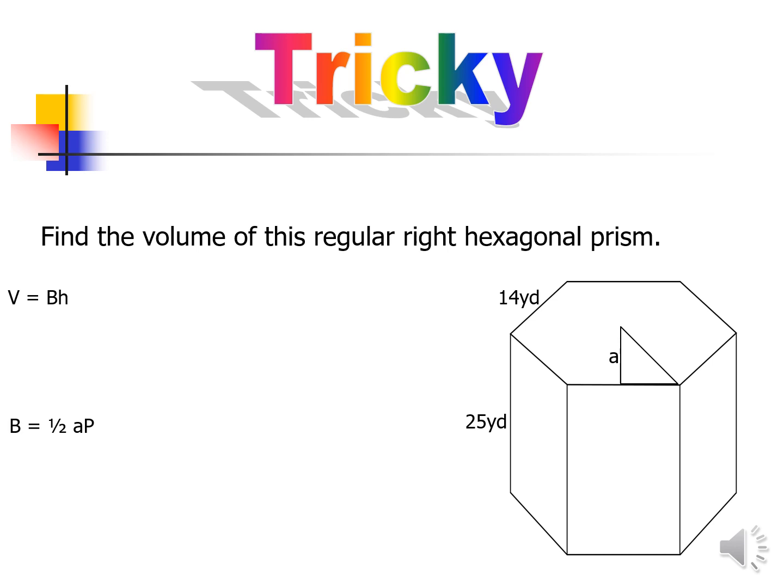So we have to find that piece to help us find the area of that base. Let's go ahead and draw it on the side. That's what we're looking for, is the apothem. Let's fill in some information that we know. Since one of the sides is 14 yards, we can figure out that this piece is 7 yards because it's exactly half.